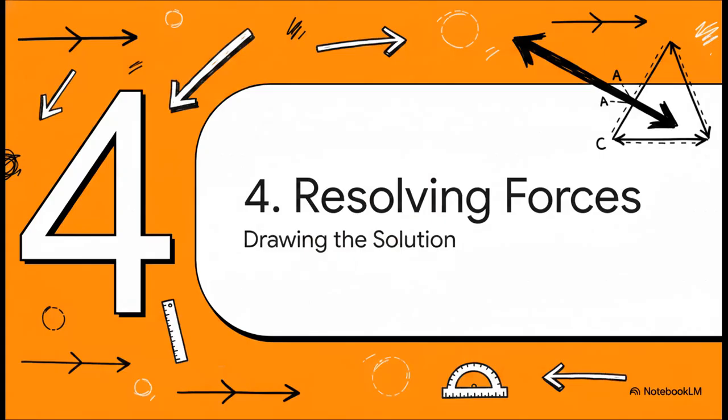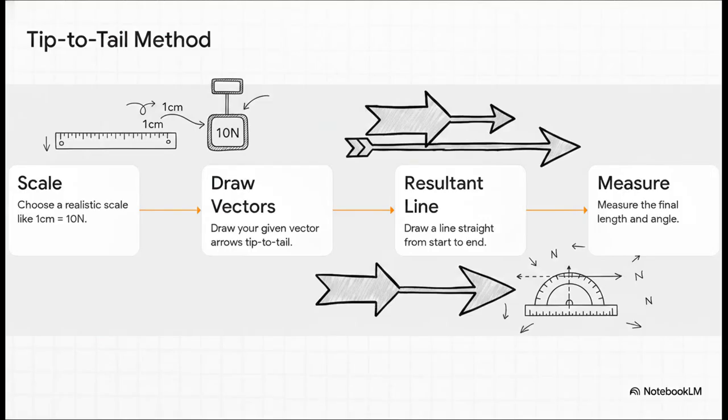Let's shift gears to section 4, resolving forces and vectors, drawing the solution. This is a hugely practical exam skill. We can actually bypass a lot of confusing math just by drawing the solution using the tip-to-tail method. It's 4 easy steps. Step 1, choose a realistic scale, like, say, 1 centimeter equals 10 newtons. Step 2, draw your first vector arrow and then start your second arrow exactly where the first one ends, literally tip-to-tail. Step 3, draw a brand new line straight from your very first starting point all the way to your final endpoint. And step 4, simply measure that new line's length to get your magnitude and grab a protractor to find the angle. Boom, done.